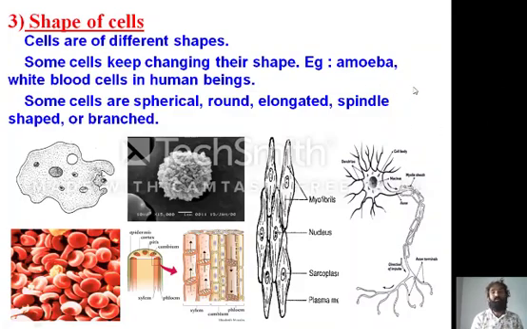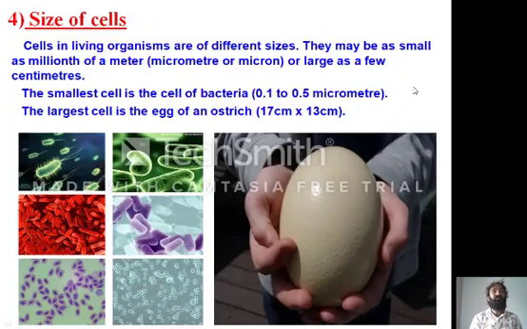Now coming to the sizes of the cell. In living organisms, the sizes are also different. They may be small, in a millionth of a meter, which is called a micrometer or micron. Some are large, a few centimeters. The smallest cell is the bacteria, which is 0.1 to 0.5 micrometer in size. Whatever the bacteria size, it is 0.1 to 0.5 micrometer.